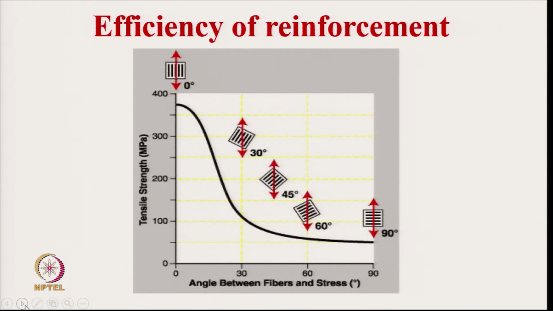Look at the angle between the fiber and the stress, that is, the loading direction. If you go on increasing this angle, the tensile strength increases. So, using this principle, we can change or regulate the direction of orientation of load bearing fiber constituents to have higher strength in the composite material.